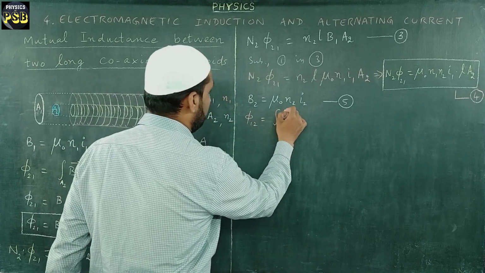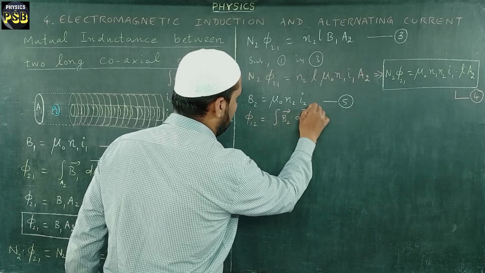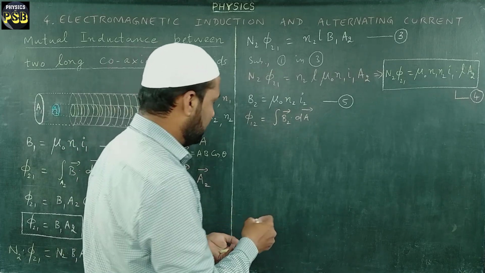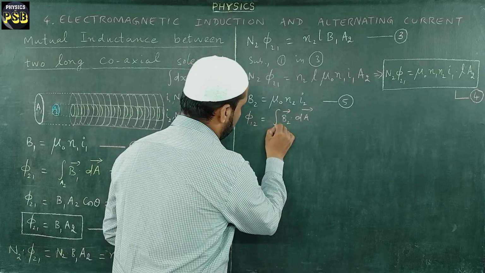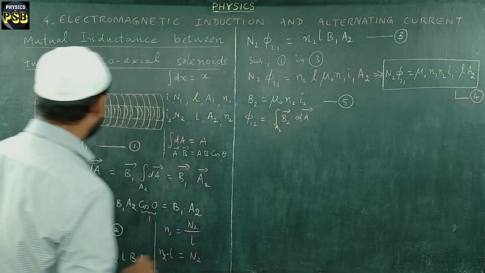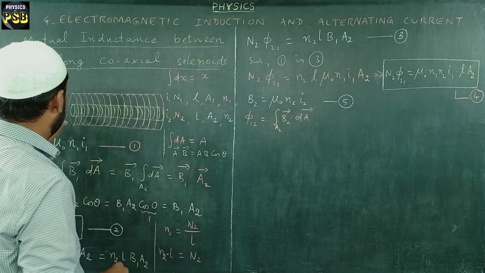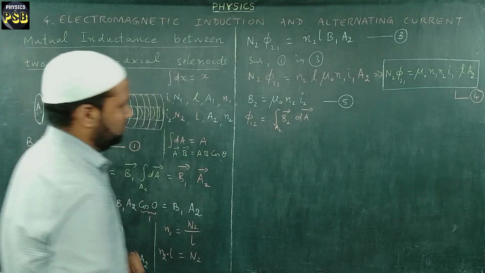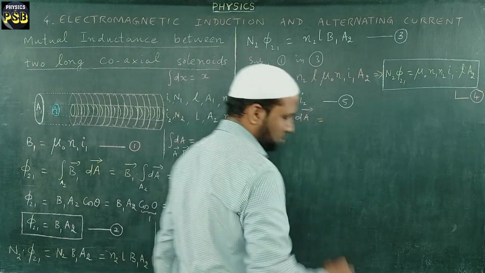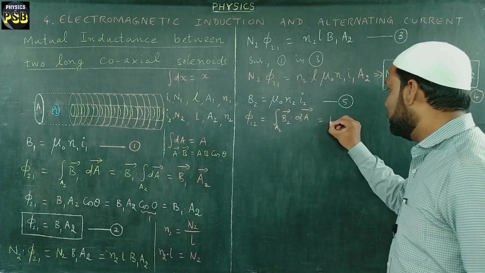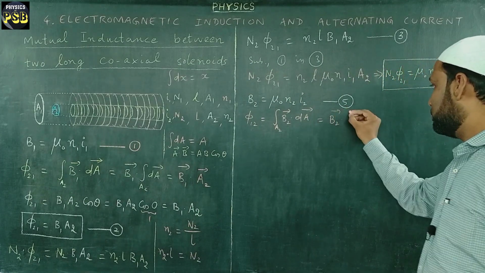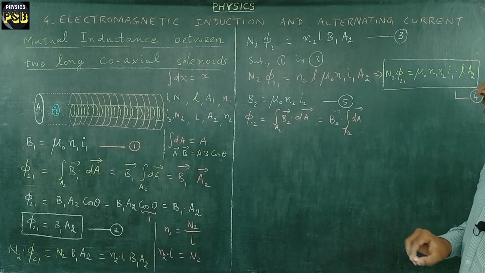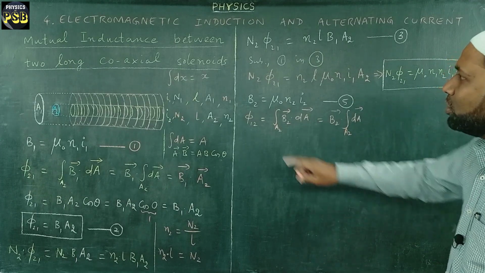B2. Here it was B1, so here B2, then dot dA vector. Now this time, I told you the effective area is taken to be A2, not A1, because outside solenoid 2, the magnetic field is almost 0. So it is taken that way. Now, follow the same method. I'm going to integrate this B2 vector, integral of dA vector, where the effective area is A2. Now, I integrate this by following the same method.